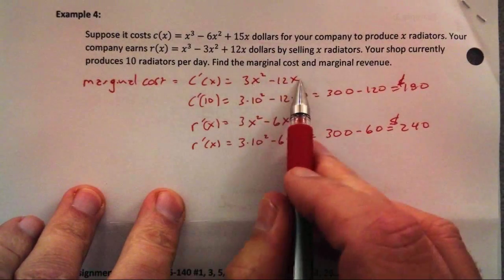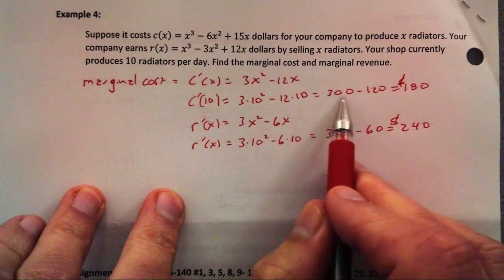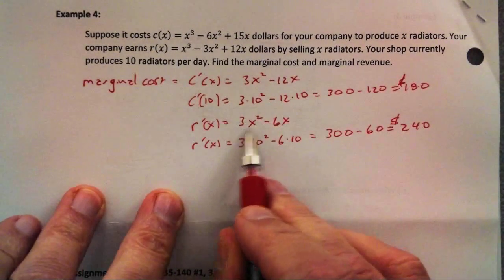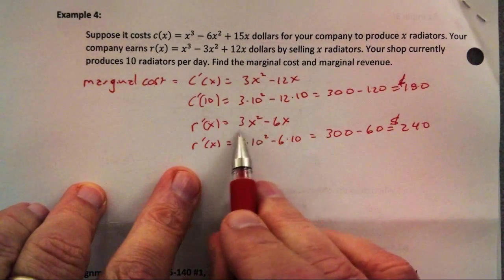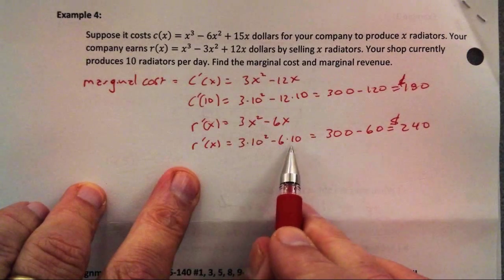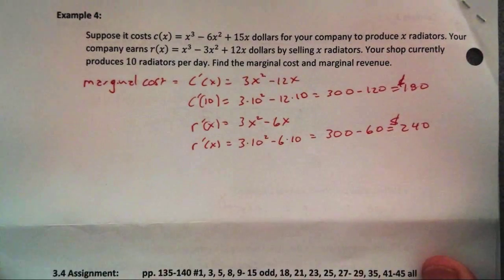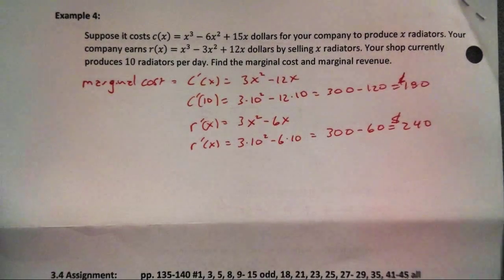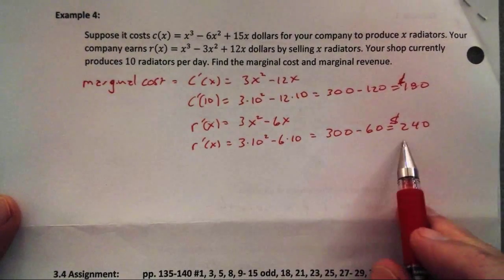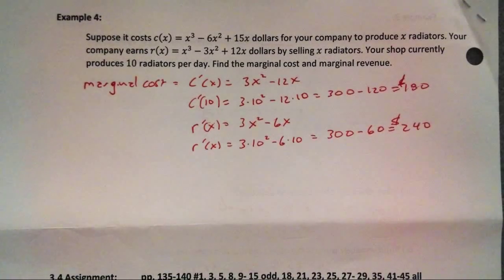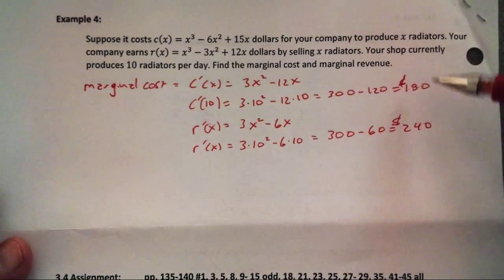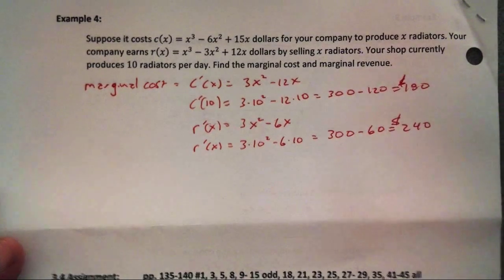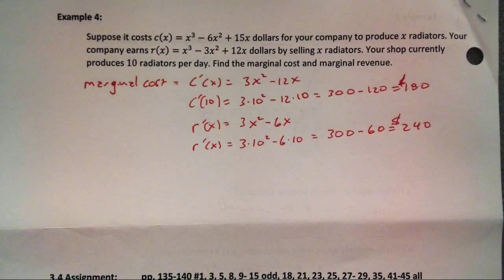Did we do all that right? Let's take a look. 300 minus 120, 180. We've got 300 minus 60, 240. I believe we're in pretty good shape there. So find the marginal cost and marginal revenue. Our revenue supersedes our cost. Probably still okay. If that gets switched around, probably have some problems there.